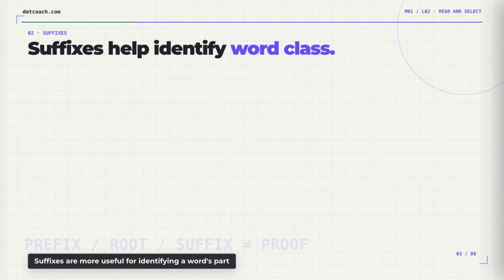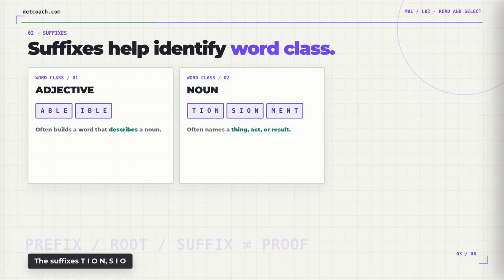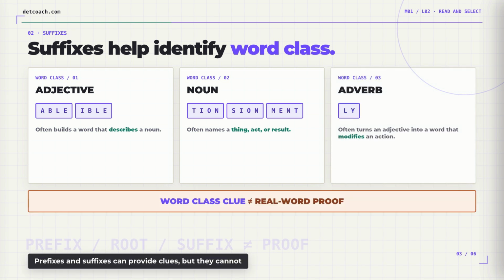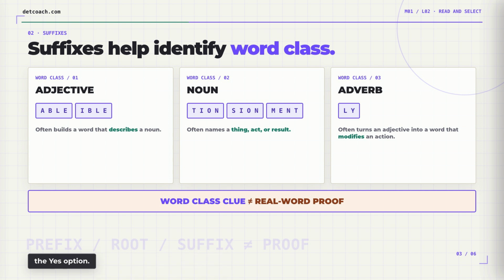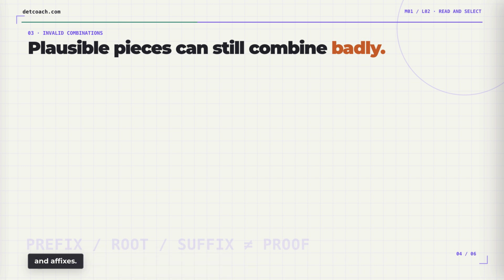Suffixes are more useful for identifying a word's part of speech. For example, the suffixes able and ible often form adjectives. The suffixes tion, sion, and ment often form nouns. Adding the suffix ly to an adjective often forms an adverb. Prefixes and suffixes can provide clues, but they cannot prove that a word is real. Being able to divide a word into a prefix, root, and suffix does not mean you should select the option. Part 2. Watch for invalid combinations of roots and affixes.